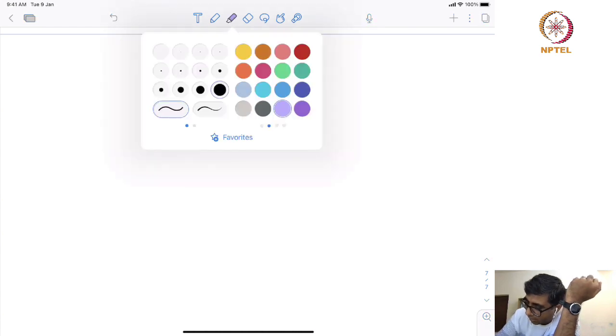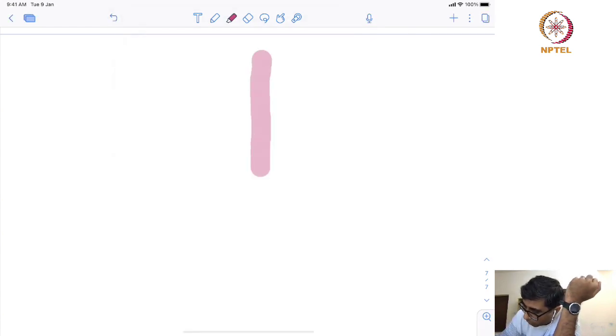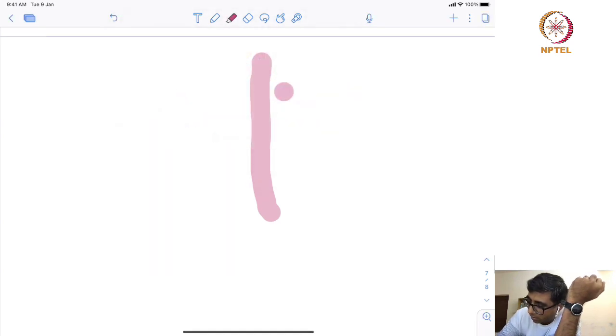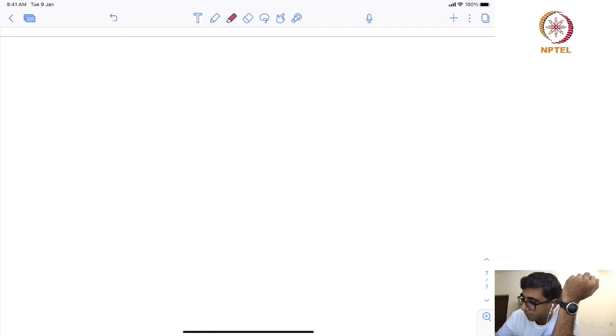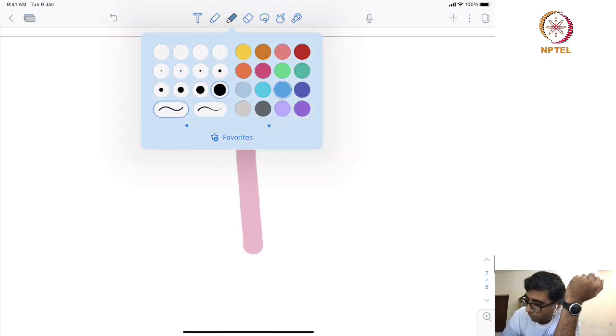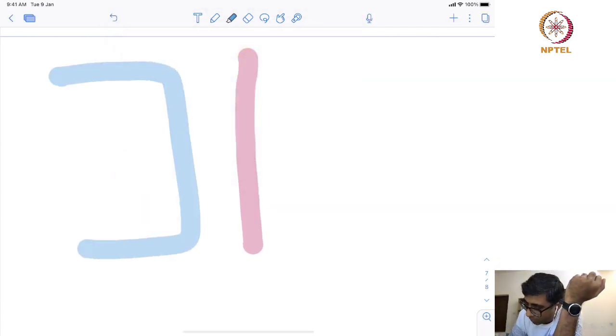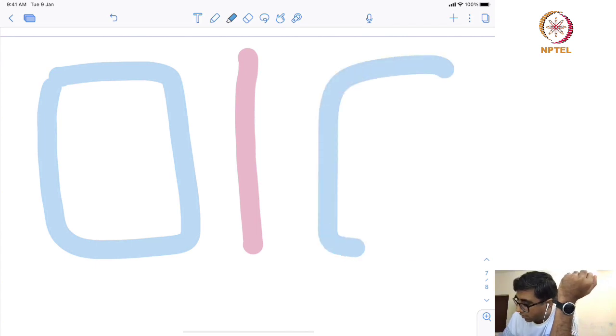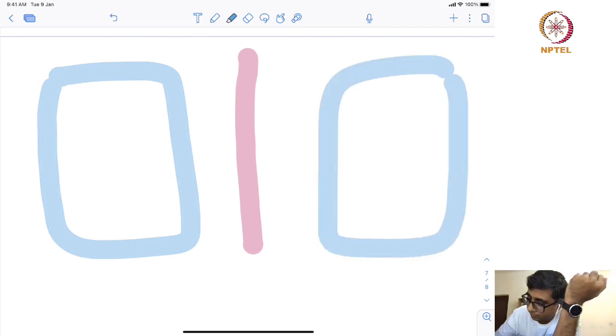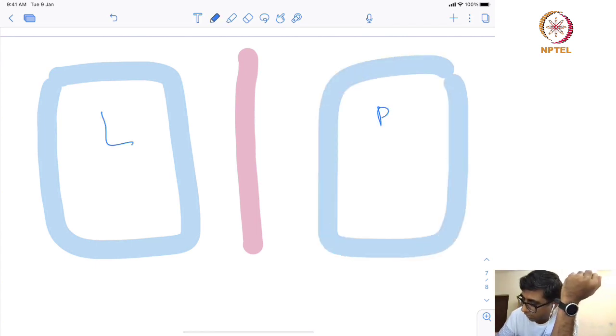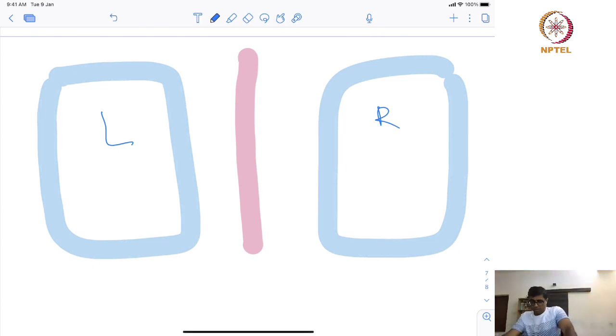The picture is that here is our grid, and here is our left side. Okay, here is our left side, and here is our right side. Left, right. Now I want to find a maximum independent set, right?